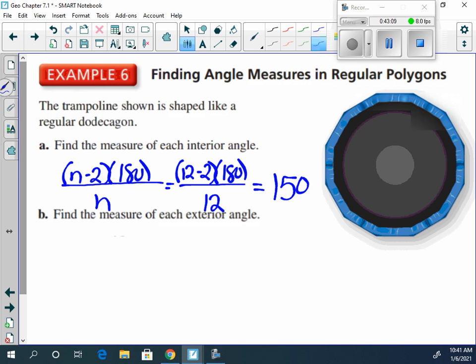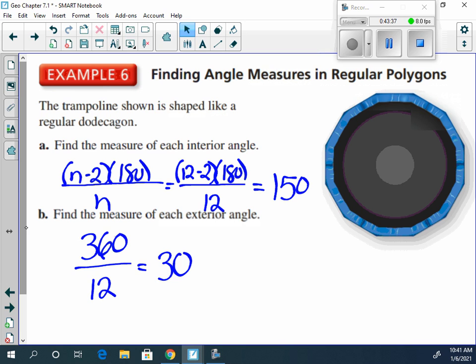Now to find the measure of each exterior angle, well, the sum is what? 360 degrees. Since it's a 12-sided figure, it will have 12 exterior angles. And we get this here. Hold on one second. So this here is all we need to do. And this works for any multi-sided figure. We just use these two formulas to find the sum, or find one regular exterior angle or one regular interior angle.